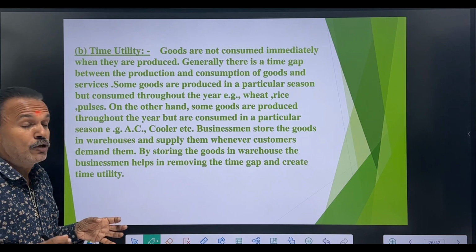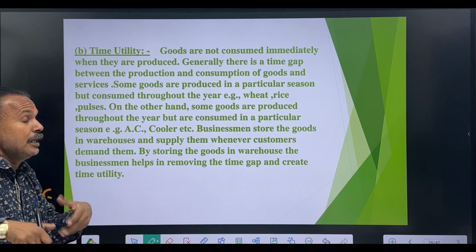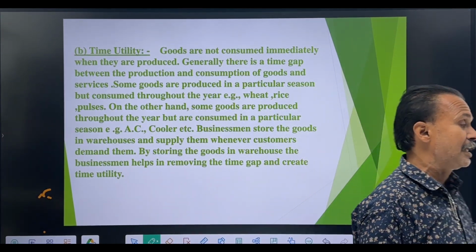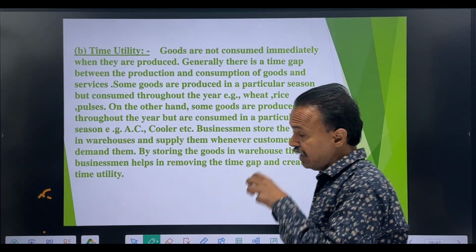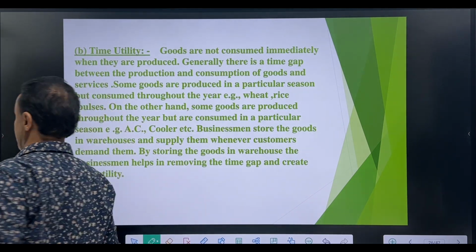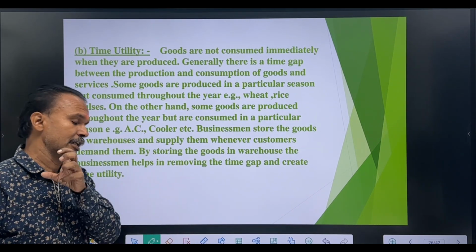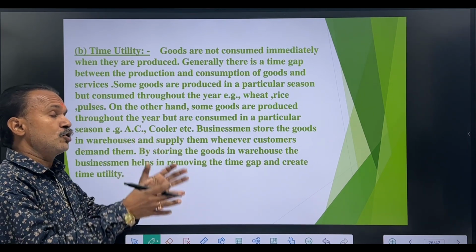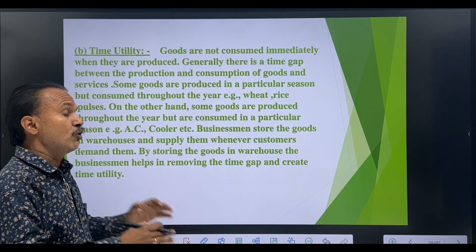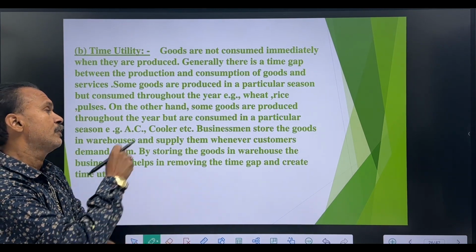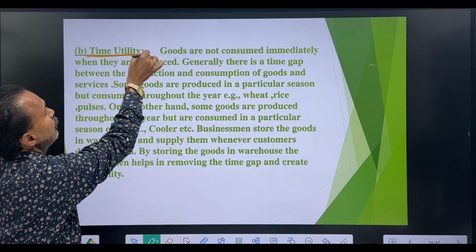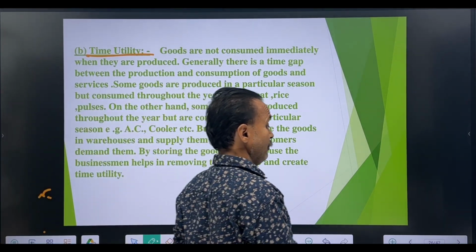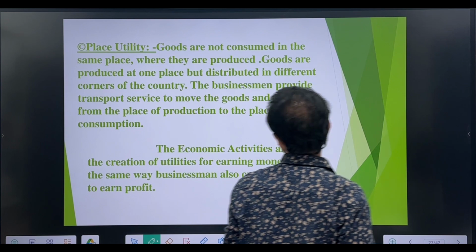Similarly, some goods are produced only in a particular season, but they are consumed throughout the year, like wheat, rice, pulses, etc. These things are produced only in a particular season, but these goods are consumed by the consumer throughout the year. Until the consumption of goods, goods are stored in the warehouse. The warehouse removes the time gap. A warehouse creates time utility.